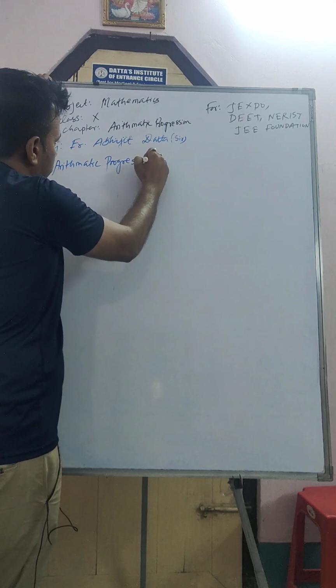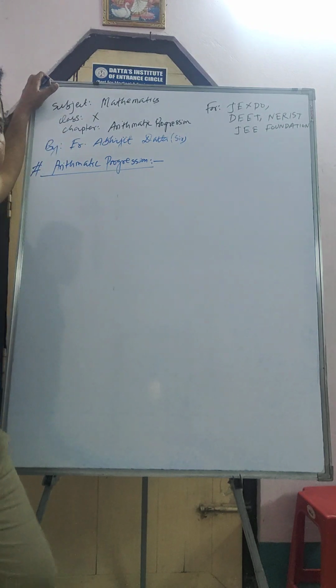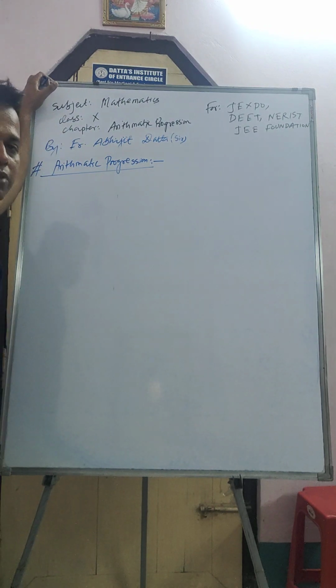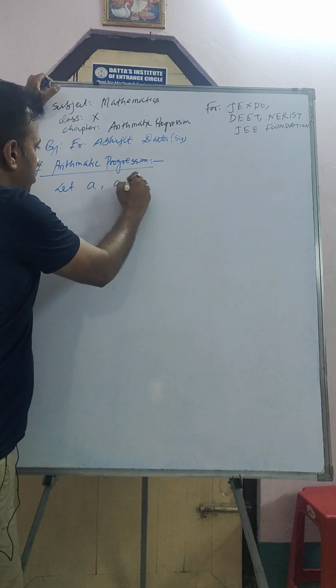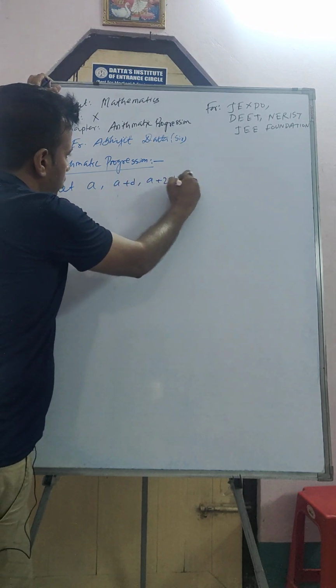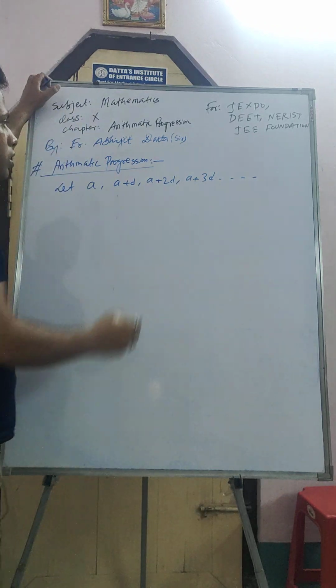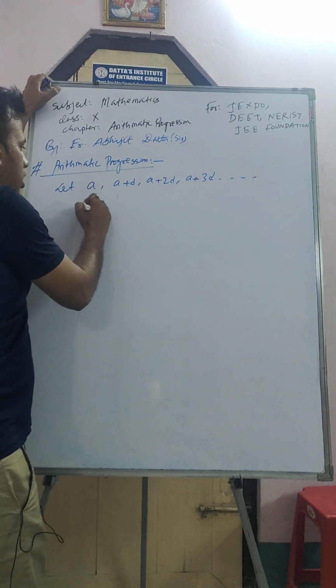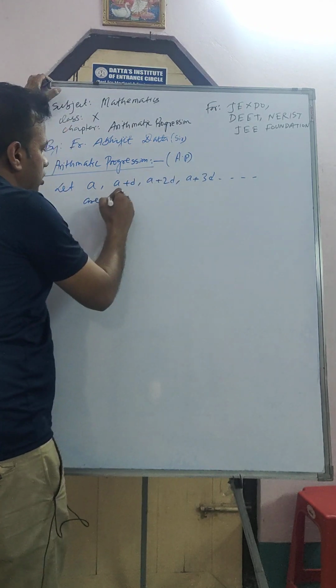So first I write down all the formulas of arithmetic progression. After that we will do some problems from previous year questions. Okay, so let a, a plus d, a plus 2d, a plus 3d up to n terms are in AP. Arithmetic progression in short form is AP.